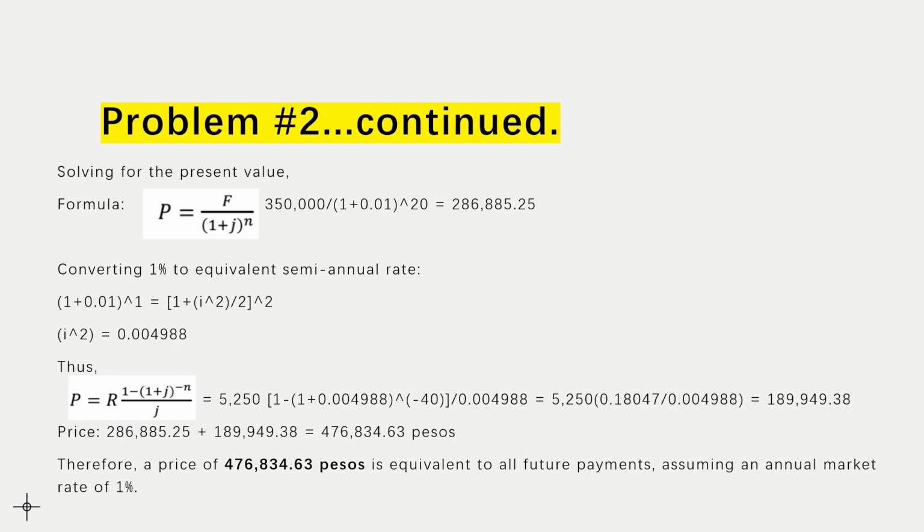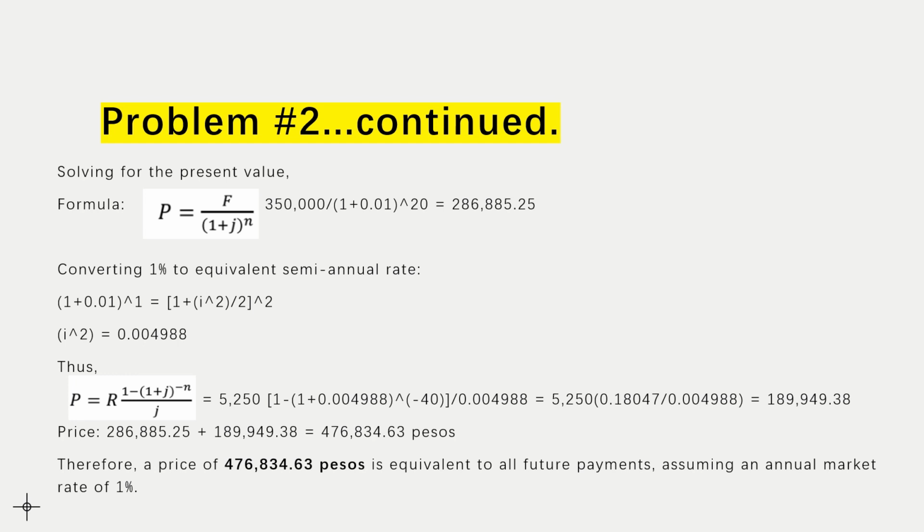So we notice that 1.004988 minus 1 results in 0.004988. That is our equivalent semi-annual rate. Going back, this is our second formula for present value, which is R times the quantity of 1 minus, in parentheses, 1 plus j to the power of negative n, all over j. j is again the market rate, and R is the price of our semi-annual coupon.